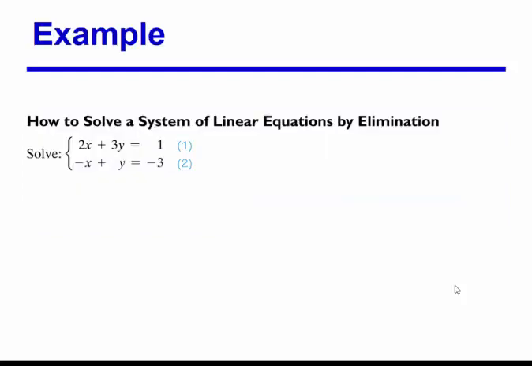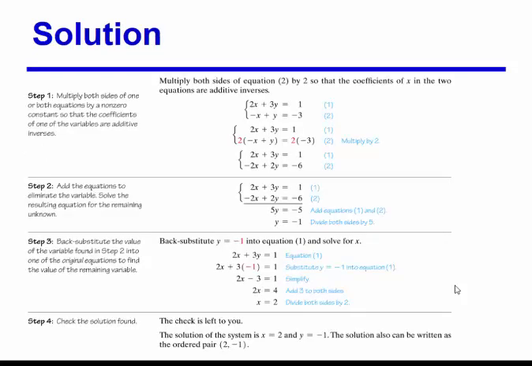So here we have a system. We have equation 1 and 2. We're going to solve this by elimination. So in step 1, we multiply equation 2 by 2, and so we get the new equation, which becomes negative 2x plus 2y is equal to negative 6.